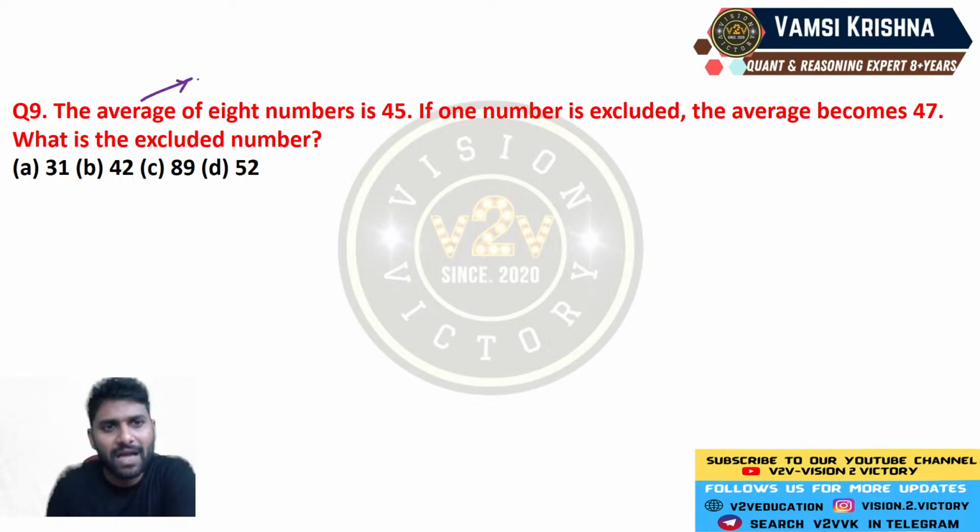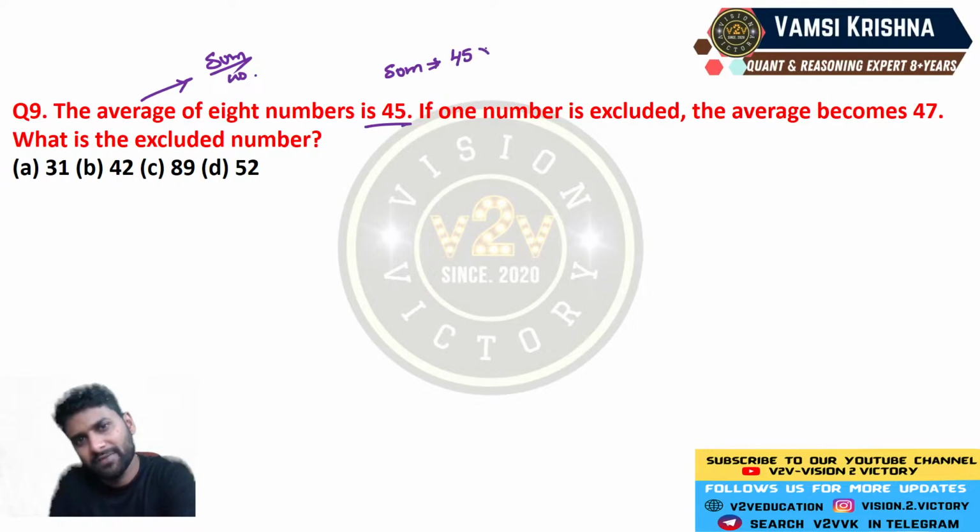See the question here. Average is equal to sum divided by number. The average of 8 numbers is 45. Then the sum is exactly equal to 45 multiplied by 8. So here 320 plus 40 is equal to 360.